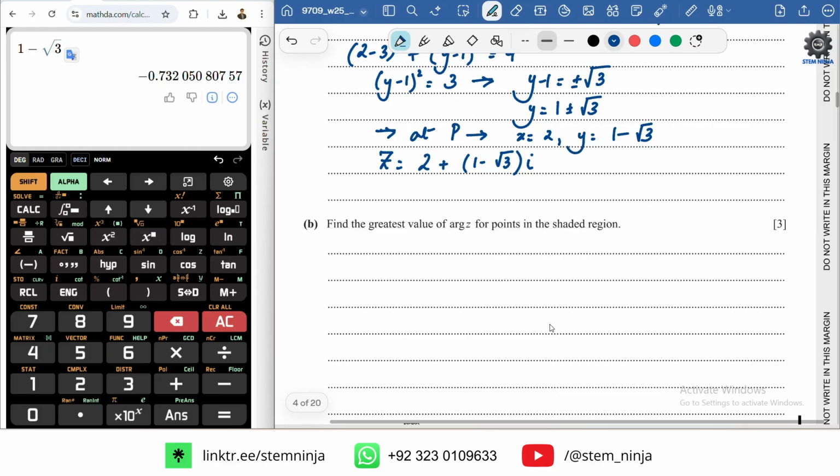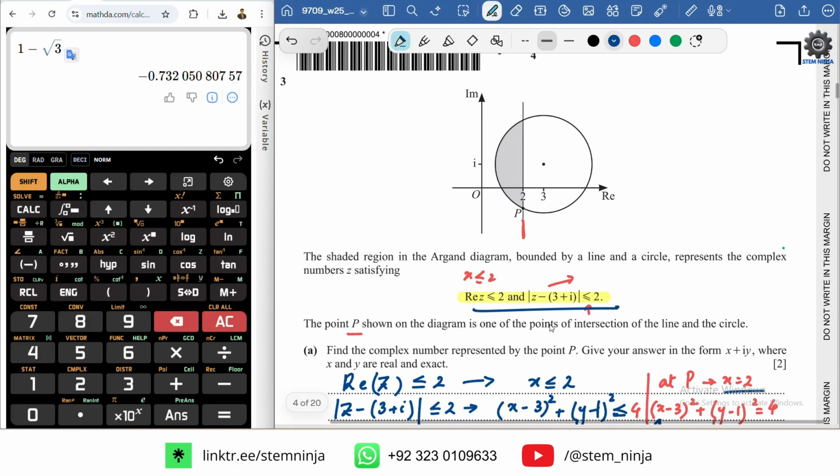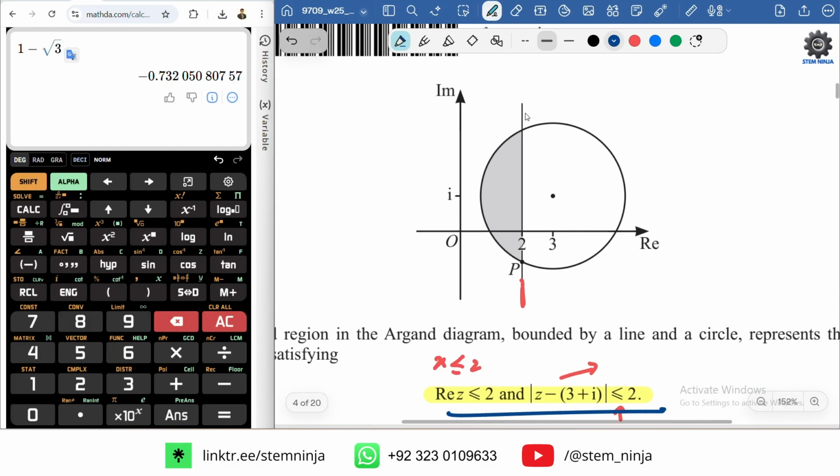Okay. Now find the greatest value of the argument of z for the points in the shaded region. So greatest value for the argument of z. So basically you notice that either it's going to be this or it's going to be somewhere over here, and it's not going to be P. This point is not P. So greatest argument would be basically, we can visually see that this is the one, but we can actually do some working to figure this one out also.